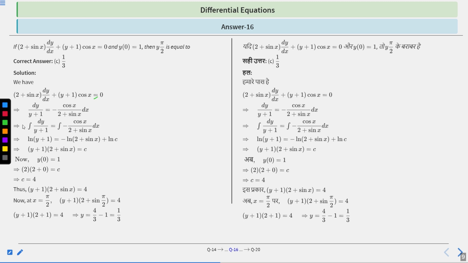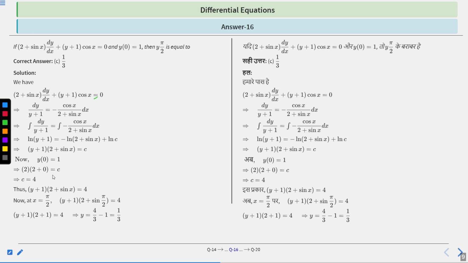Therefore, after integrating both sides, we get the integral of dy/(y + 1) equal to the integral of -cos x/(2 + sin x) dx. So we get ln(y + 1) = -ln(2 + sin x) + ln c. Therefore, (y + 1)(2 + sin x) = c. Now, putting x = 0, we get y(0) = 1. Therefore, 2 into (2 + 0) = c, so c = 4.